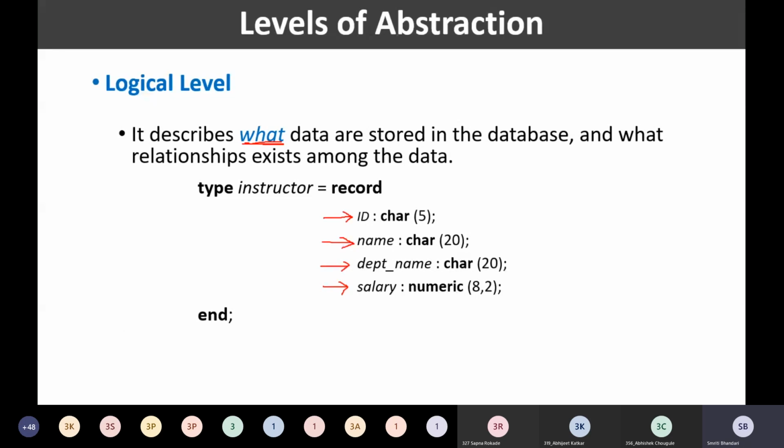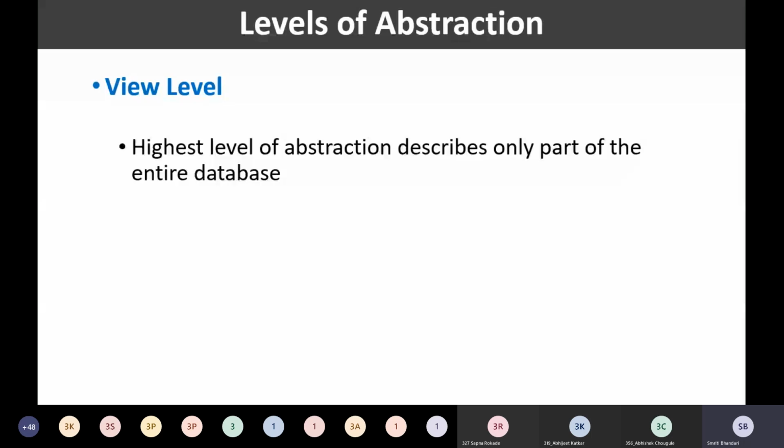So after the logical level, let us proceed to the view level. Under the view level, typically this is the highest level of abstraction, and it describes only some part of the entire database. This is actually meant for simplifying the user interaction with the system.